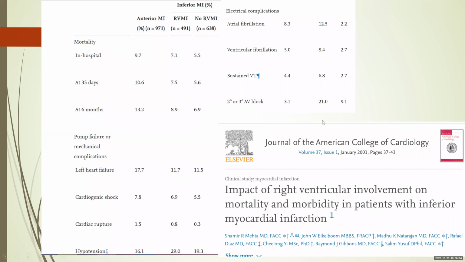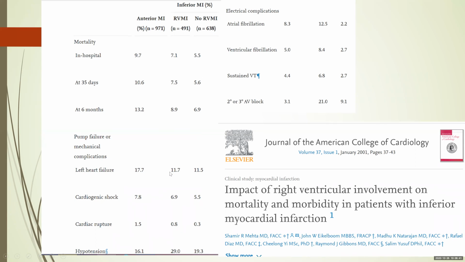So this is a study which came in the Journal of the American College of Cardiology, JACC, in 2001. You can see it classified MIs into anterior wall MI, inferior wall with RVMI, and isolated inferior wall MI. You can see that in all cases, the mortality as well as complications are the lowest for isolated inferior wall MI, followed by inferior wall plus RVMI, and the maximum for anterior wall MI. So you can see the in-hospital mortality at 35 days and 6 months. The mortality for RVMI is in between the anterior wall MI and isolated inferior wall MI.